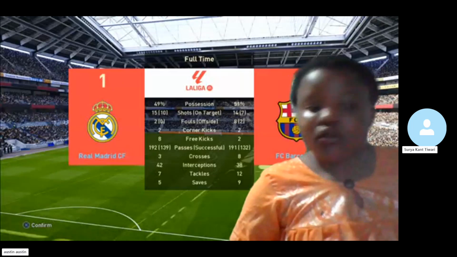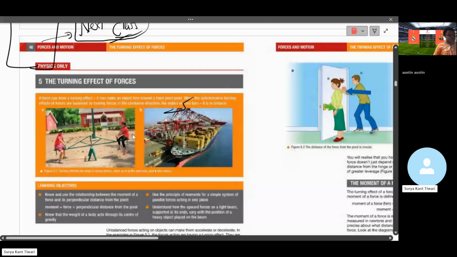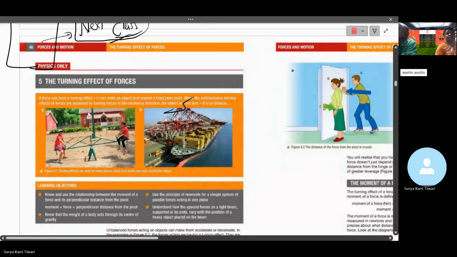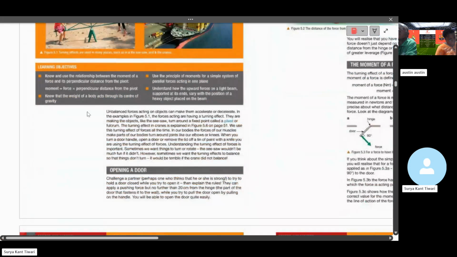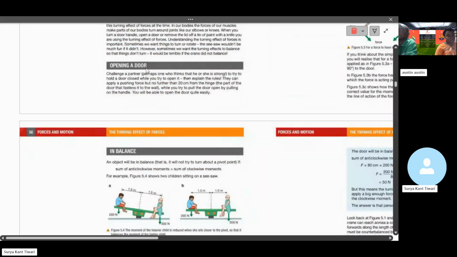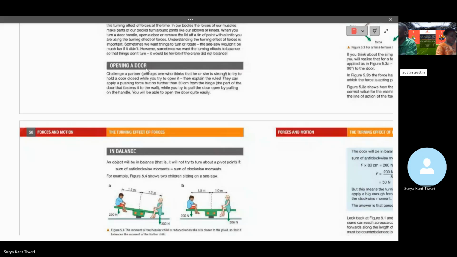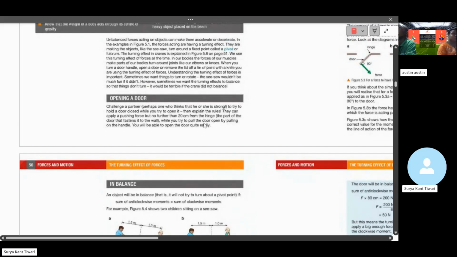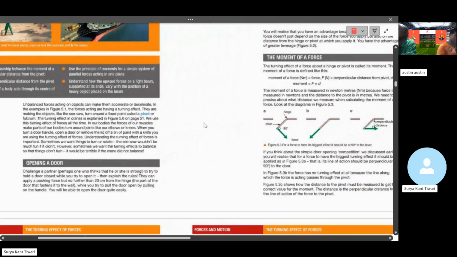So we talked about the turning effect of forces. You can see many examples around you. When you open a door, you just push the door, but it rotates, right? So that is called the turning effect of force because the door turns.